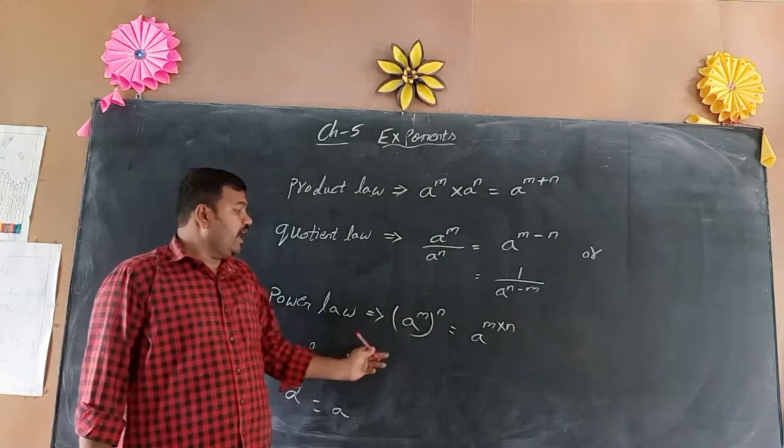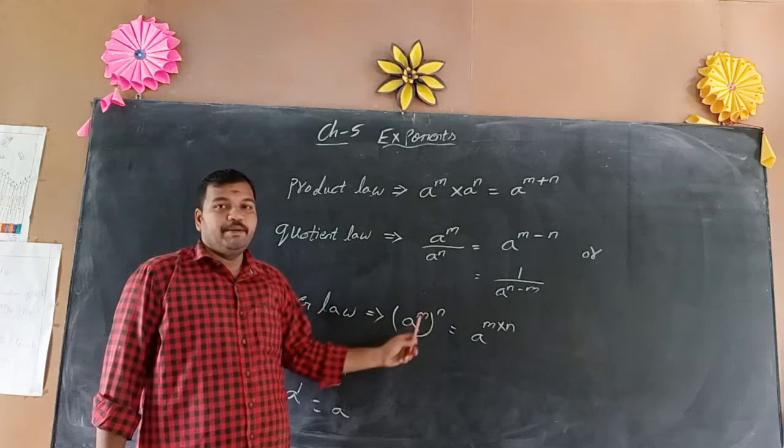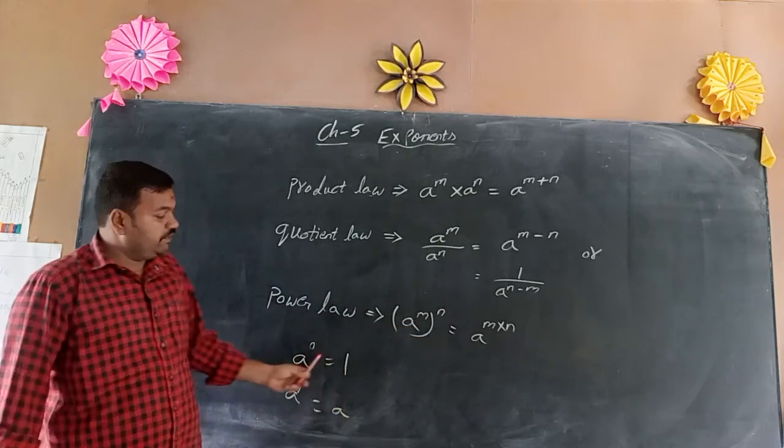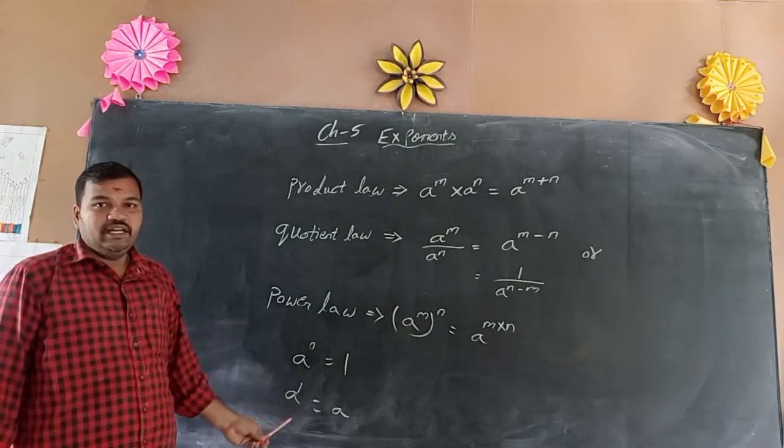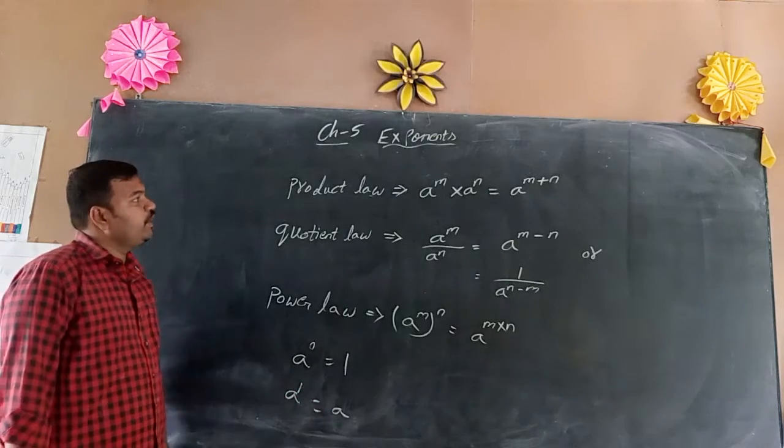Power law means brackets, a to the power of m whole to the power of n. Powers we have to multiply. That is called power law. Anything power 0 is 1. A power 1 is a. Anything power 1 is itself.